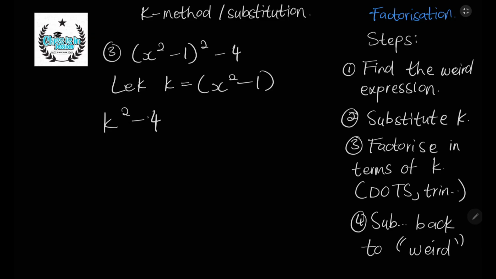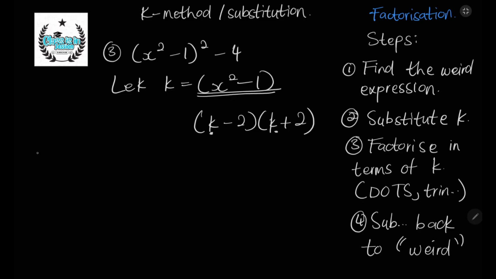k squared minus 4. When you factorize this, what do you get? You should know the difference of 2 squares as well. (k minus 2)(k plus 2). What's the next step? We have to substitute back the weird part. We have (k minus 2)(k plus 2). So where we see k, we should substitute x squared minus 1. So square bracket again, for k we have x squared minus 1, and we're left with minus 2.